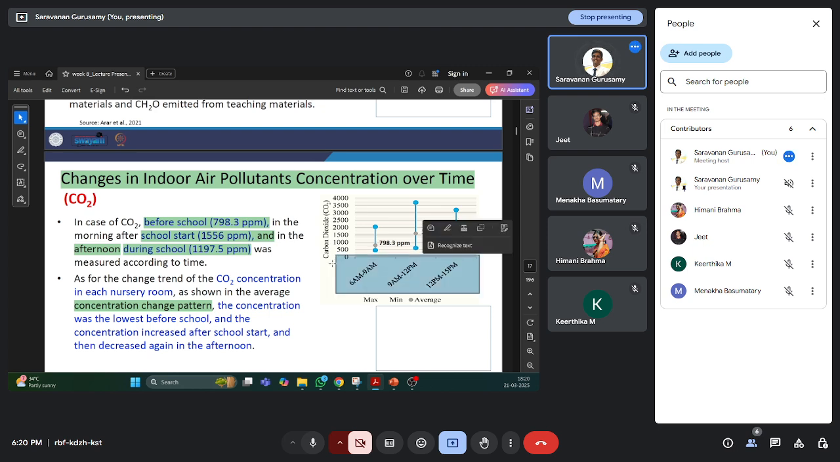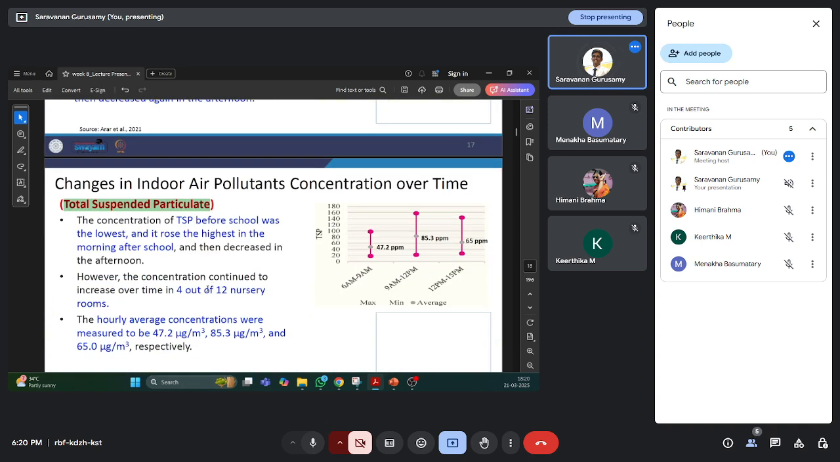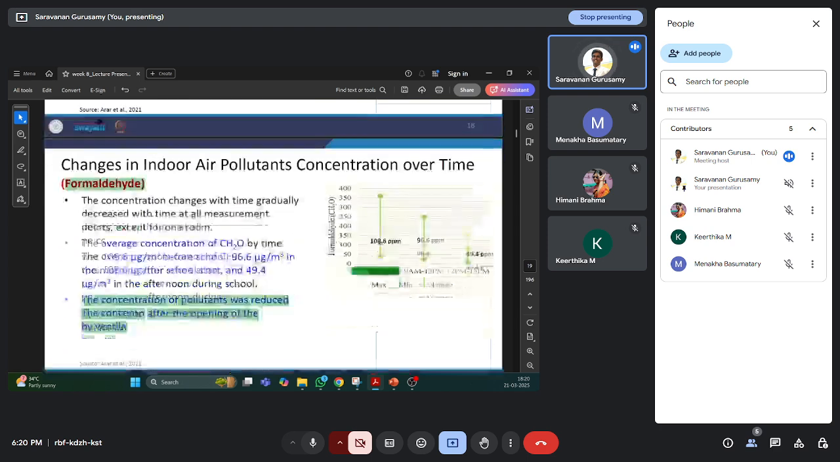And carbon dioxide will have an impact if you see the time-wise variation. Earlier it was different nurseries, 60 nursery buildings. Now it is compared with the time: morning, afternoon, and evening. If you see, the carbon dioxide level is lower inside the building in the morning. Once the children come and occupy the building, it increases due to respiration. And in the afternoon, it becomes less due to some playing activities and all. Again the TSP, if you see, is higher in the afternoon compared to the morning.